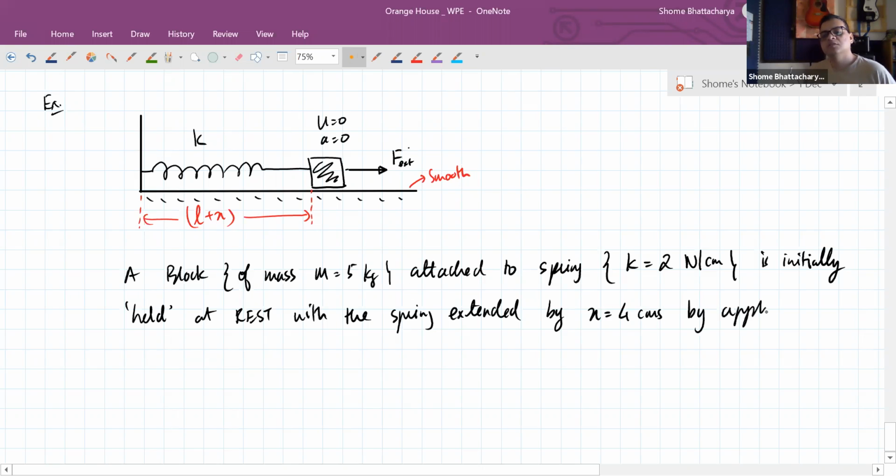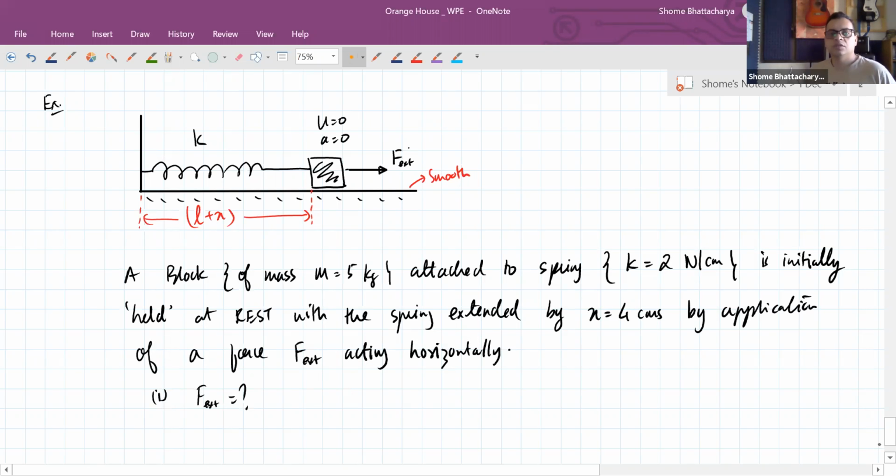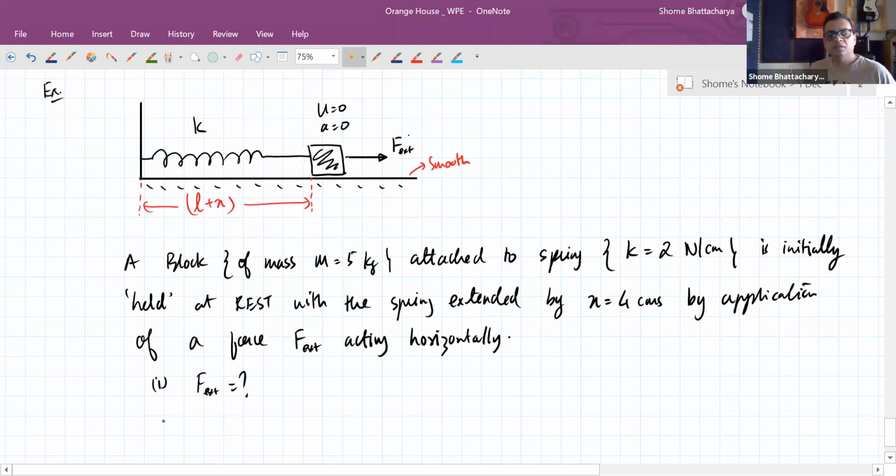By application of a force F external acting horizontally. Okay. So first part is find how much the external force is. Okay. That's very simple.